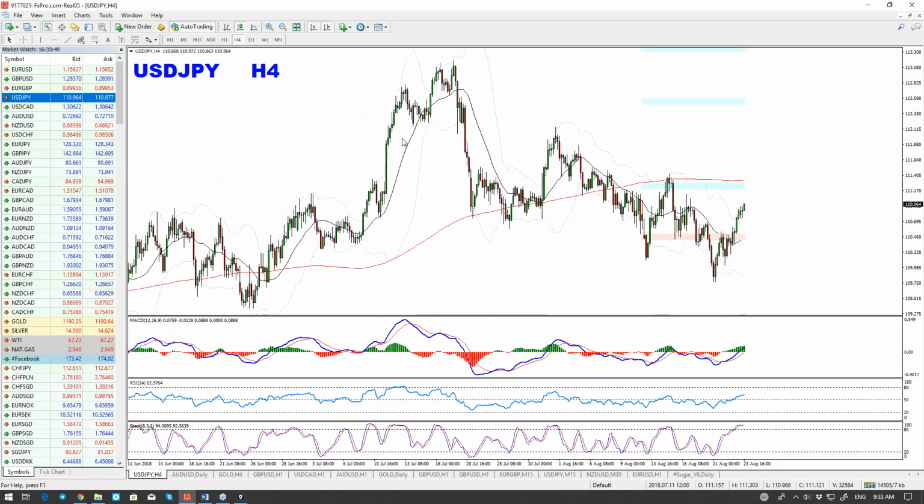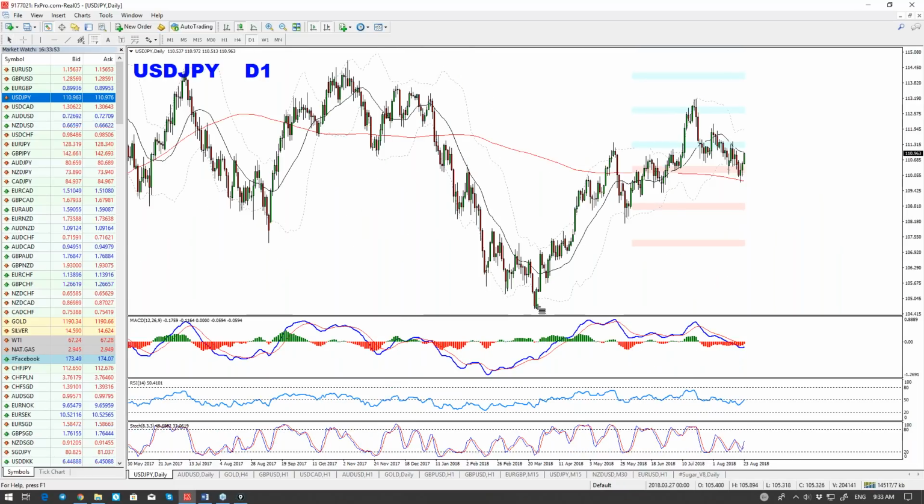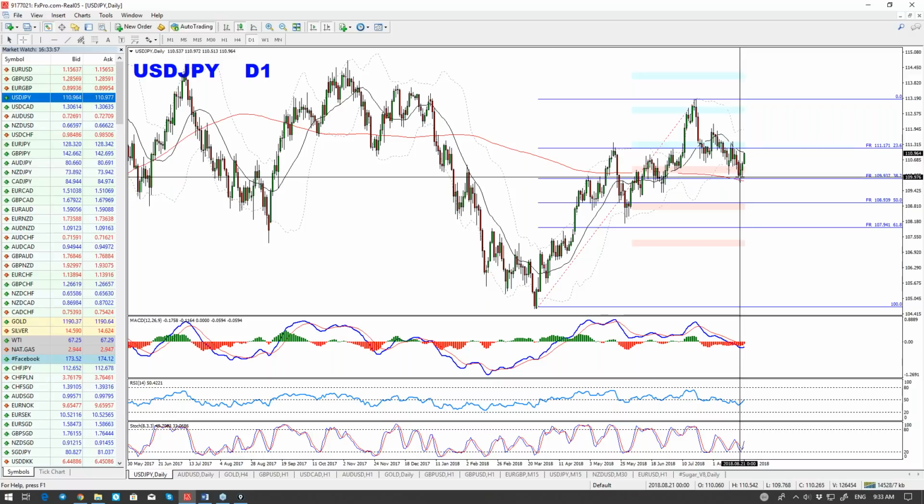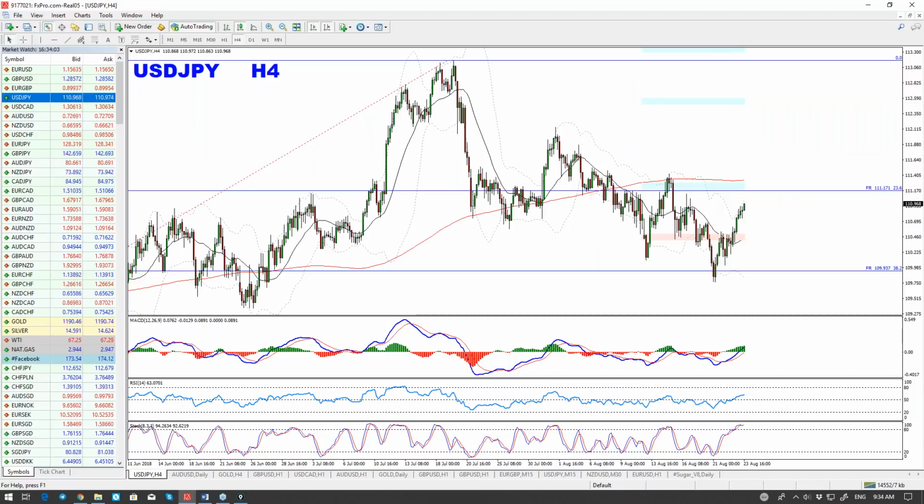Okay, now dollar yen, after reaching our targets on the 110, making the bounce. This is the 110. It bounced right from there, making a triple cycle on the 4 hour chart with daily and 4 hour chart divergence in play. So we are now in a correction.